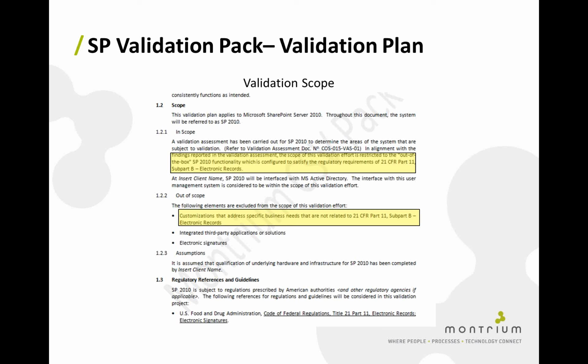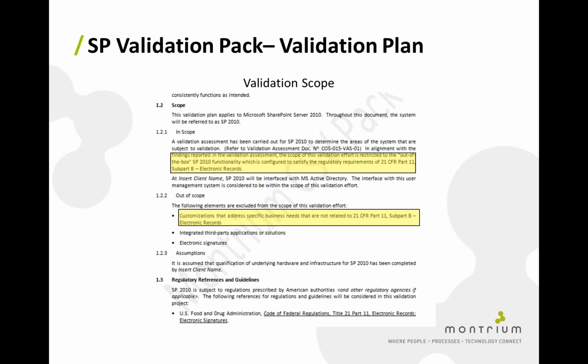So here's some examples of what the validation plan looks like. The first thing is the validation scope. Here we're saying that the validation effort is restricted to out-of-the-box SharePoint 2010 functionality, which is configured to satisfy the regulatory requirements of 21 CFR Part 11, Subpart B, electronic records. We're also clearly defining what's out of scope.